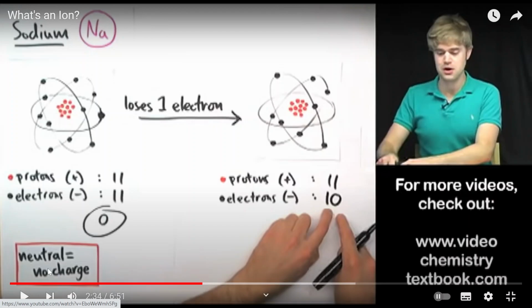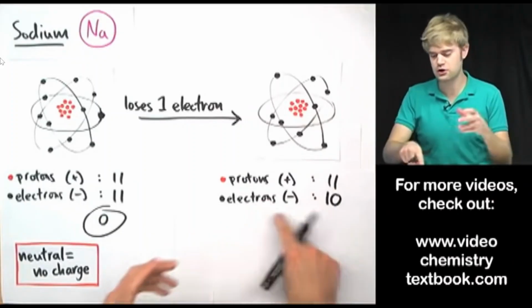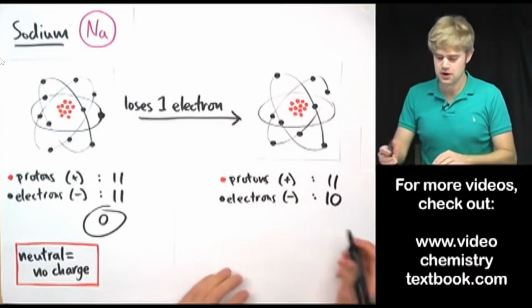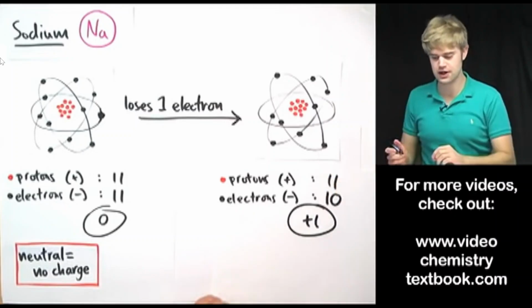So now you have 11 protons. What charge are protons? Positive. Now you have 10 electrons. What charge are electrons? Negative. Do you have more positive things or more negative things? You have more positive things. How many more? 1. So what's going to be the overall charge of this thing? Plus 1. So now the positive and negative charges don't balance out anymore, and I'm left with more positive charge than negative charge. So this thing now is going to have a charge of plus 1, one more positive charge than negative charge.